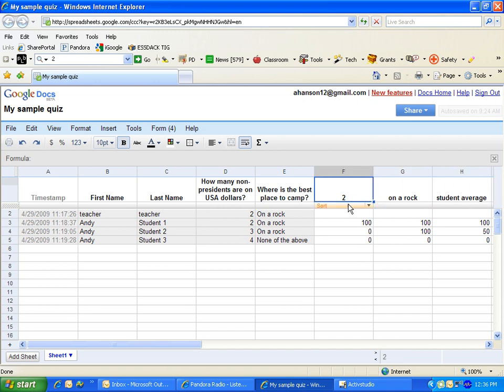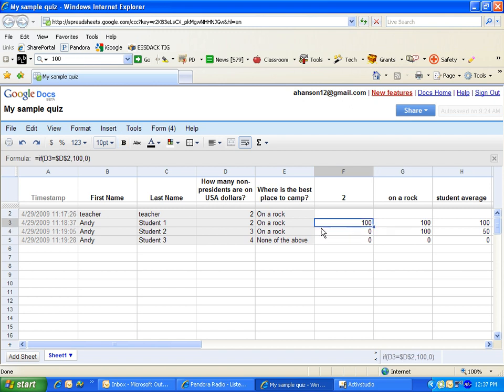So for example, how many non-presidents are on USA dollars? There are two. It'd be like, what, Ben Franklin and what's the other guy's name? Salmon Chase. So correct answer is two, so I just have that as a heading. The correct answer to this one is on a rock. And then the student average, whatever, at the end of however many questions you have. If you had 10 questions, this would go on a lot longer, obviously. And then at the end of it, you put student average, because that's what we're going to put in those columns. None of this stuff you see here will be there at that time.